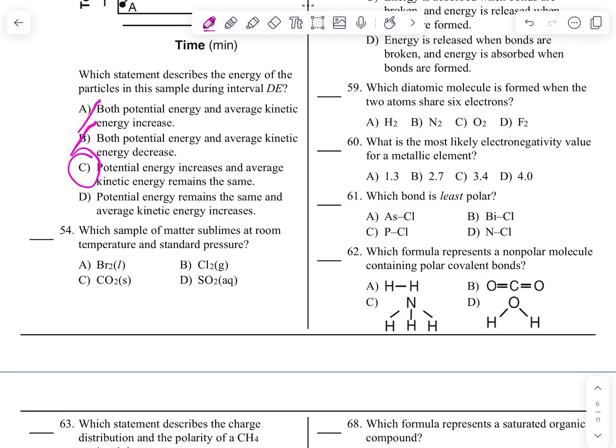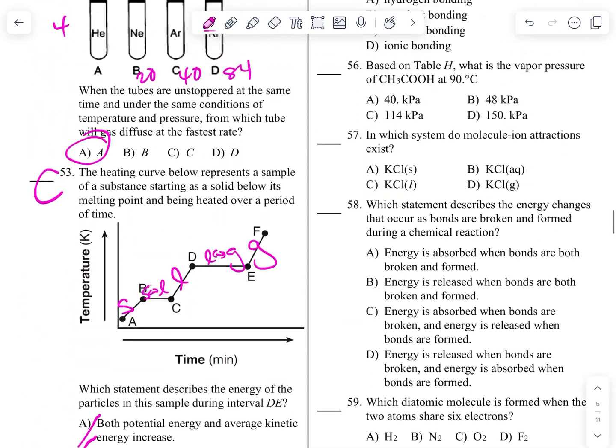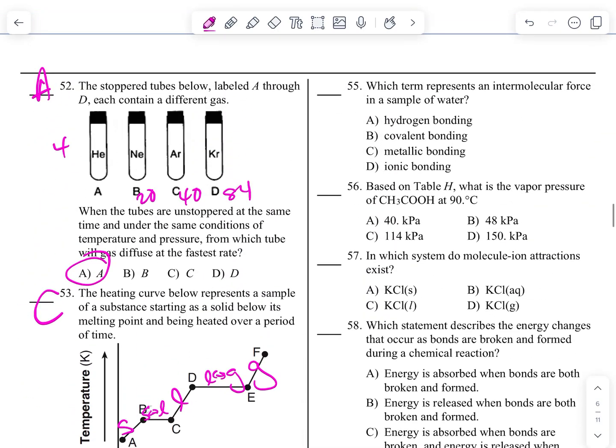Which sample of matter sublimes at room temperature and standard pressure? So sublimation is going to be solid straight to the gas. And unfortunately, this is just a memorization one. This is dry ice, solid carbon dioxide.